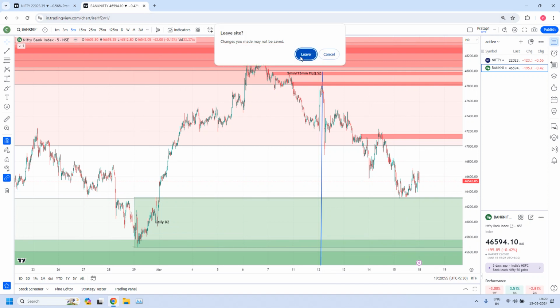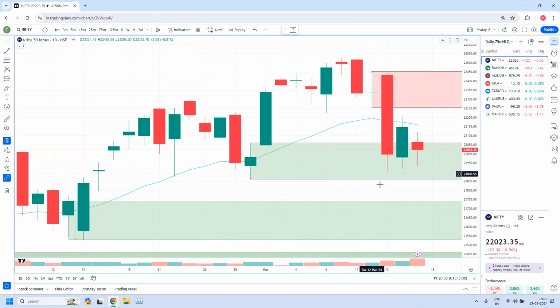So now let's get into our high liquidity zone analysis. Yesterday we identified 6 high liquidity zones from the daily time frame and 6 from the 75 minutes time frame. And out of these, we haven't got any trade today. But still, we have some interesting learning.